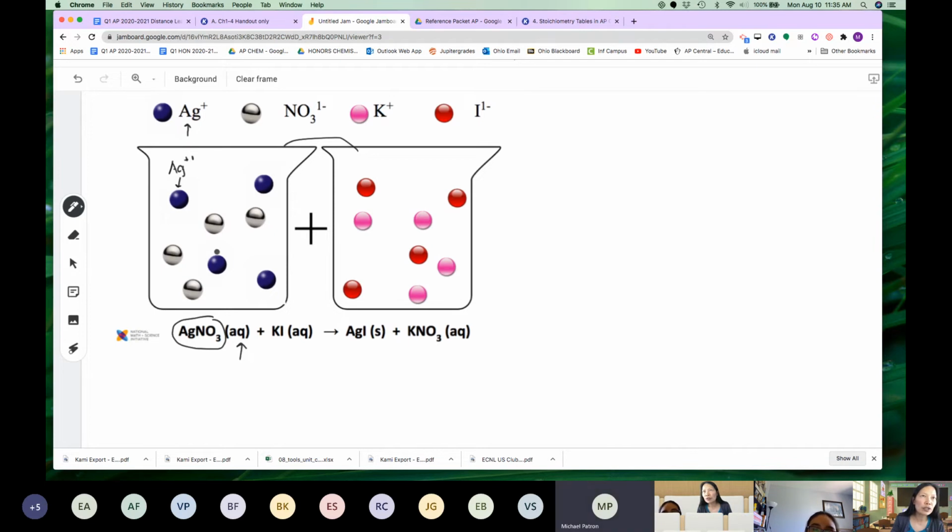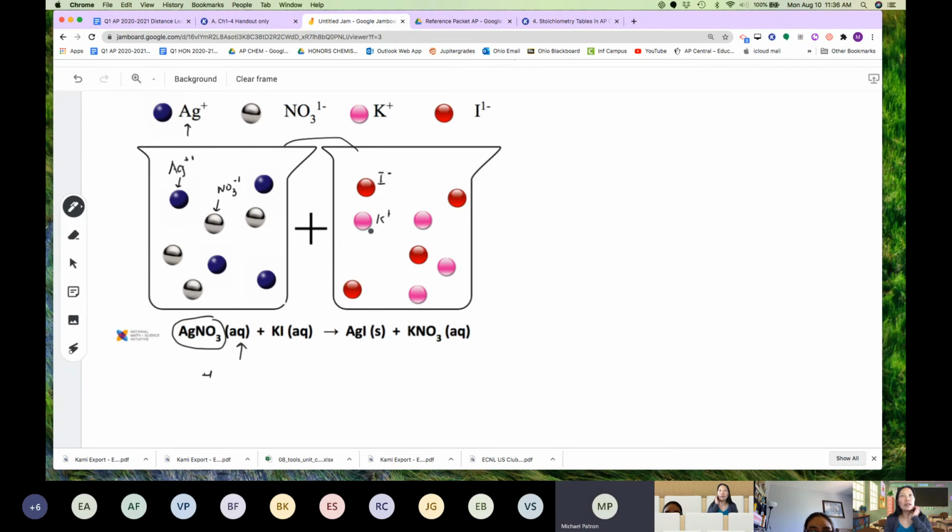Okay, how many of those do you have? 4. This right here is NO3 minus. You have to put the negative charge. How many of those do you have? 4. Okay, so you have 4 of each of these, and then this right here is K plus, and this is I minus.